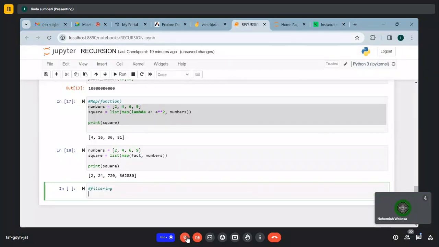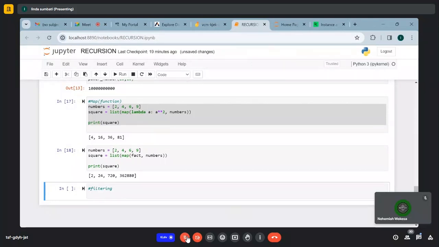So let's go to filtering. When it comes to filtering, the filter function is also an inbuilt function. It returns an iterator as well, just like the map function. It applies a specific function to each item of the iterable, filtering out those that do not satisfy the condition defined in the function.